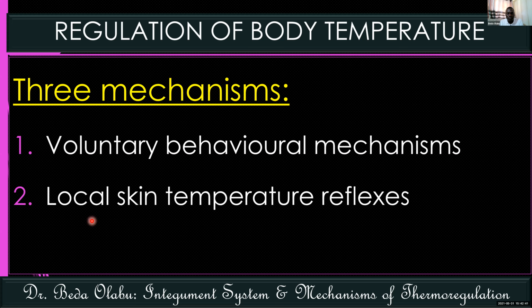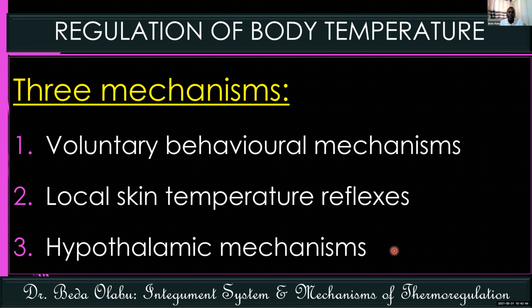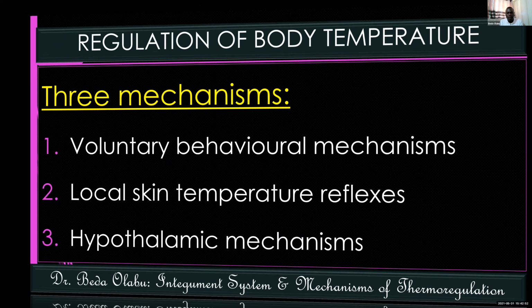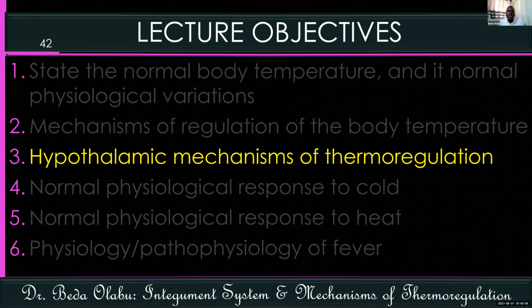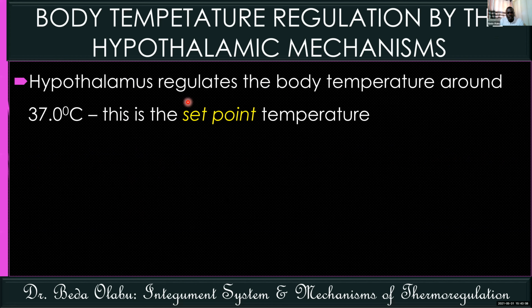The third mechanism is what we call hypothalamic mechanisms. Now, these are the ones I want us to talk about. And so that brings us to our third agenda, which is to talk about the mechanisms that the hypothalamus utilizes to regulate body temperature. Now, it is important for us to know that the hypothalamus regulates the body temperature around what we call a set point temperature. The set point temperature is 37.0 degrees.